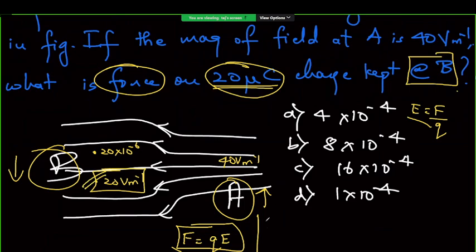So F is equal to QE. I'll write F as it is, 20 as it is, micro is 10 to the power minus 6. At A it was 40, but they're asking about B. At B it will be less than that because the width is larger: 20. How 20? I told you. Okay, so now what? 20 into 20 gives you 400.